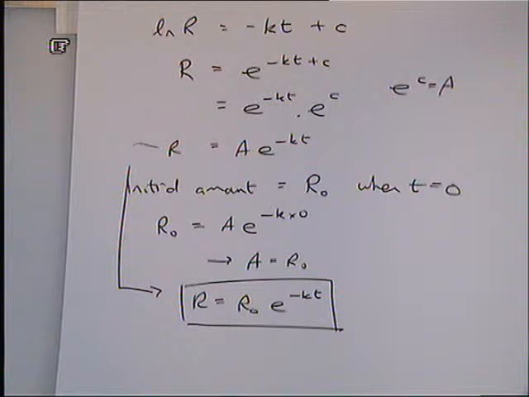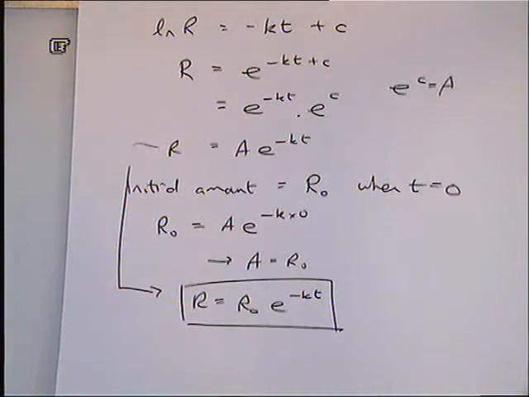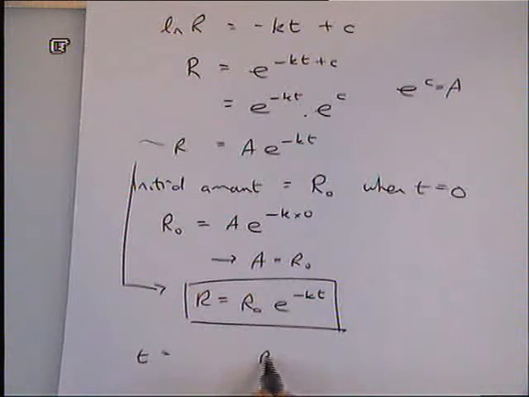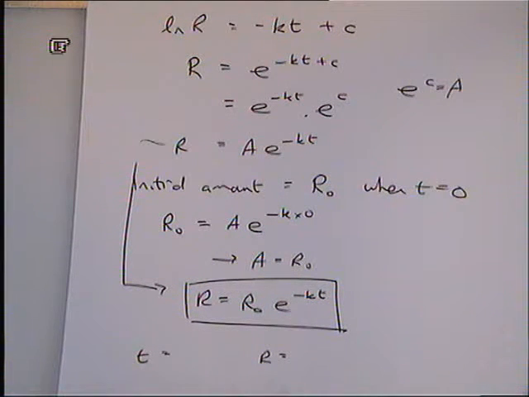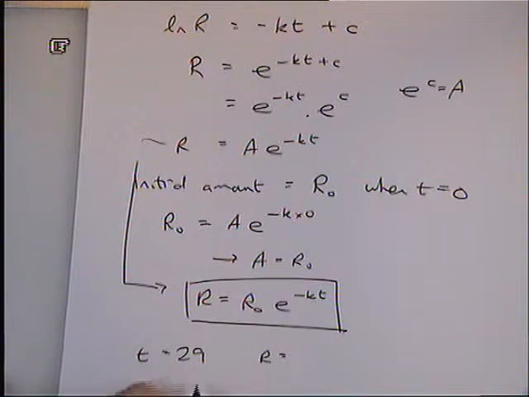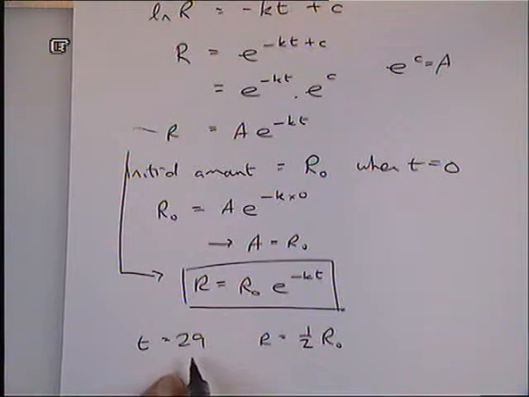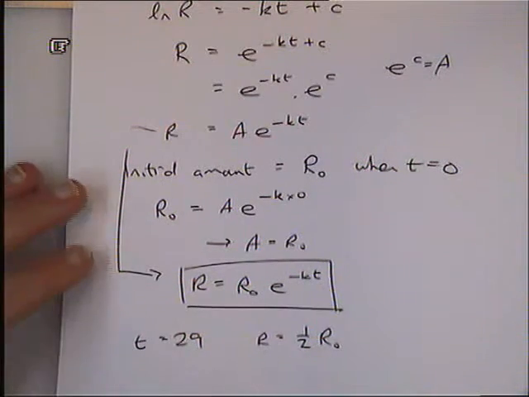Then, this half-life thing. What do we know then? If it's got a half-life, what other information can we substitute in? A half-life of 29 years. I want to say something about t and something about R. Half-life means after one half-life, which is 29 years' time, the amount of radioactivity will be half of what it was to start with. Okay? After 29 years' time, the amount of radioactivity will be half of what it was to start with.